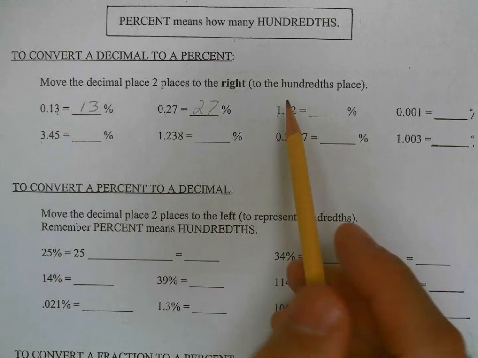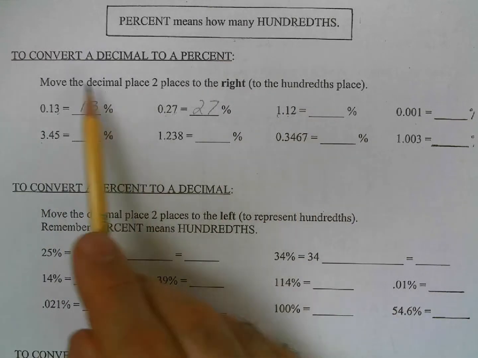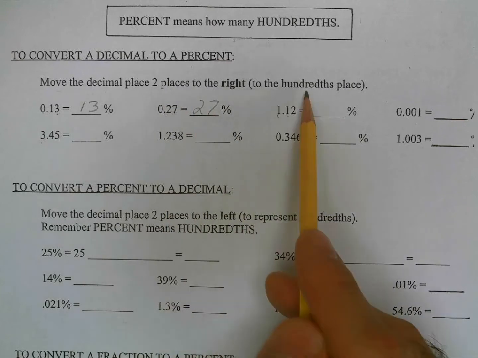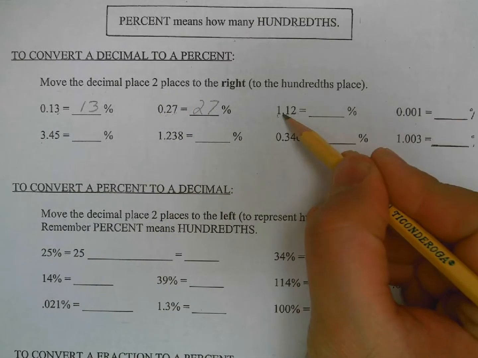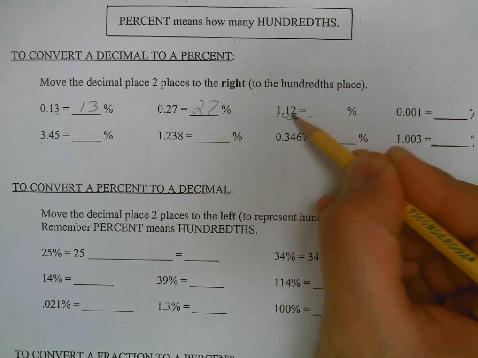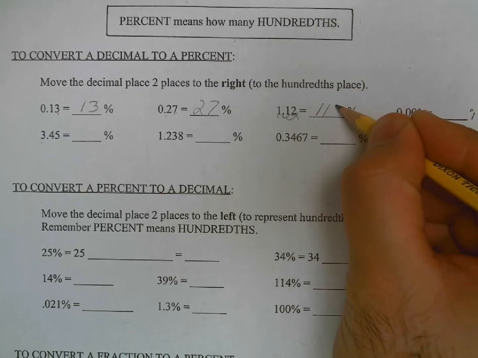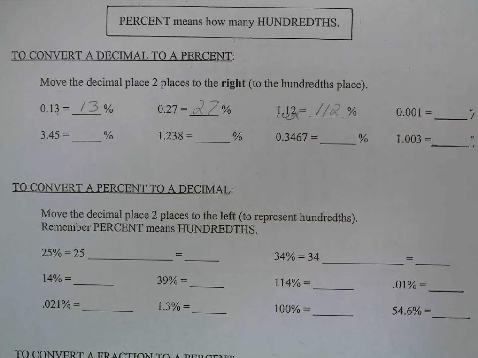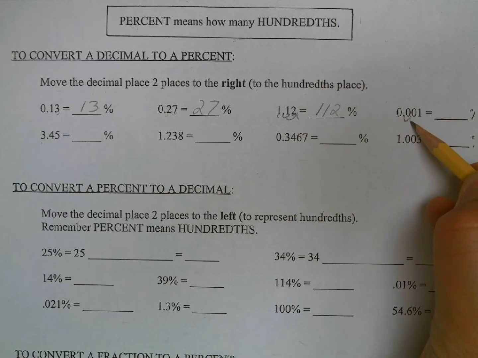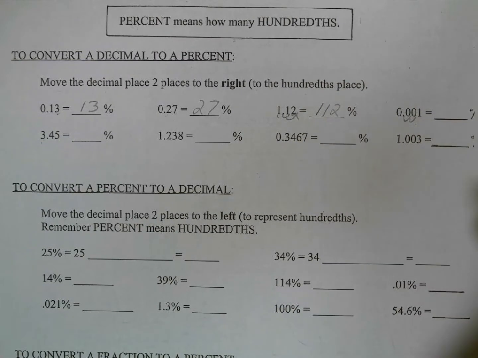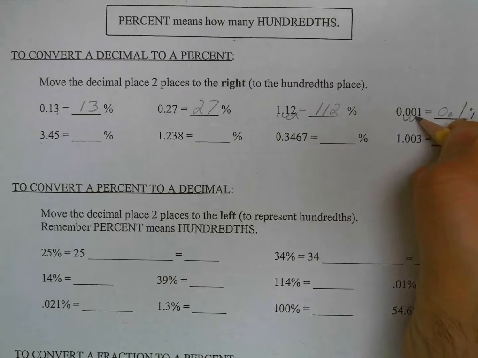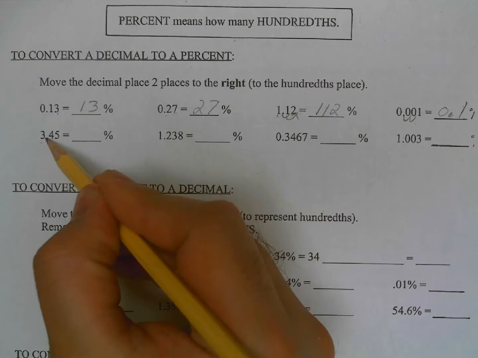So what we can do is remember a rule: move the decimal 2 places to the right. So here's my decimal. I want the percent. I'm going to go 2 places to the right, which will give me 102%. Right here, I'm going to move my decimal 2 places to the right. All right? So I'm going to end up at 0.1. So we're moving 2 to the right.